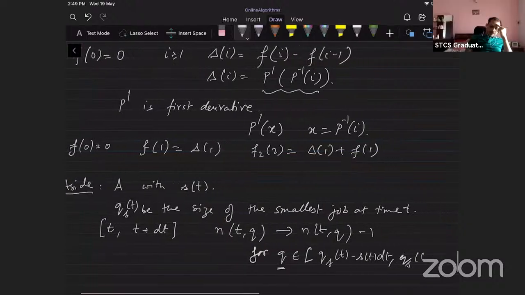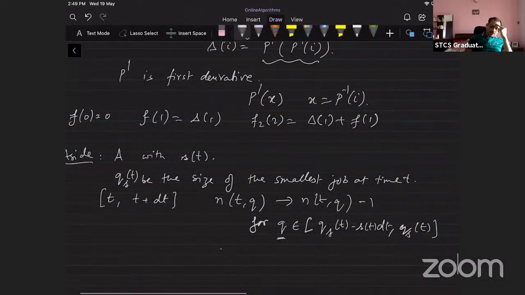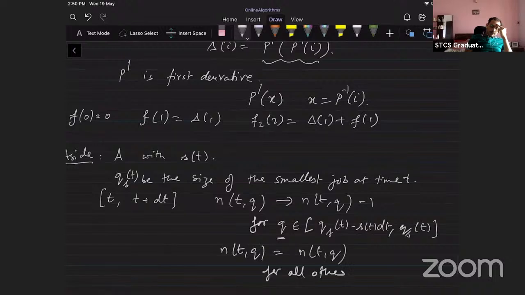Does everybody agree with this? And N(t,q) is equal to N(t,q) for all others. See, this is the important property of the algorithm, that I am working on the shortest job. So only for certain values of q, which are the smallest at the level, N(t,q) is going to go down to N(t,q) minus 1, while for all others, N(t,q) will remain as it is. Is this clear to everybody?